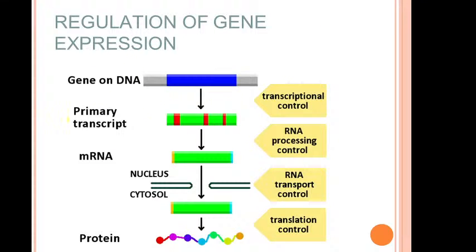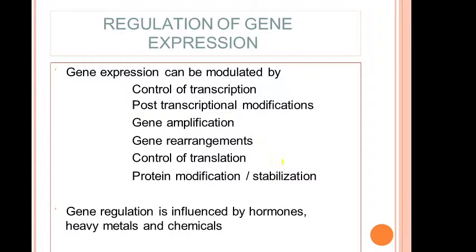This is the DNA. From the DNA we will get pre-mRNA. From the pre-mRNA we will get the mRNA, and at the end we will get the protein. We will discuss these points in detail. But yes, there is some negative control as well as positive control also. So gene expression can be modulated by control of transcription, post-transcriptional modifications, gene amplifications, gene rearrangements, control of translation, and protein modification. Gene regulation is influenced by hormones, heavy metals and chemicals.